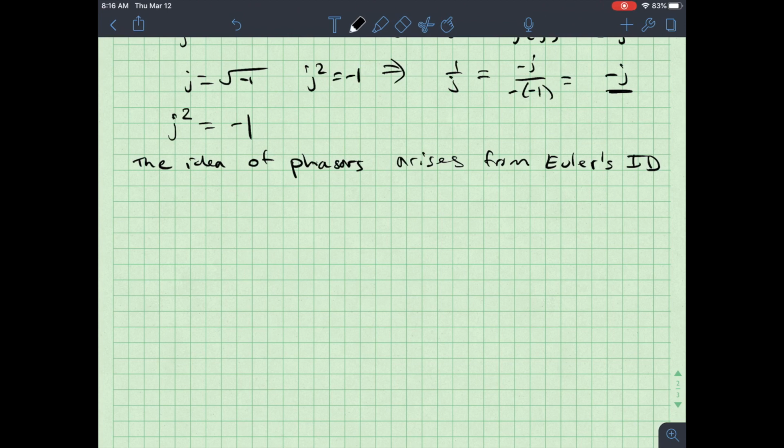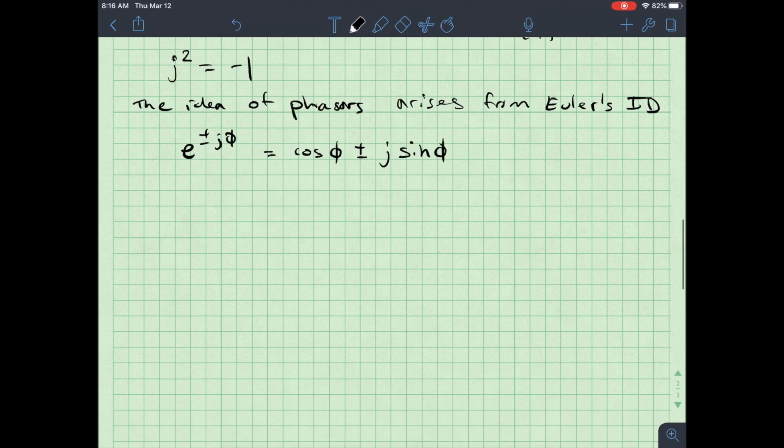Anyway, this is Euler's identity. Euler's identity tells me the following. It tells me that e to the plus or minus j phi can be written as cosine of phi plus or minus j sine of phi. The cosine of phi then is equal to the real part of e to the j phi, and the sine of phi is equal to the imaginary part of e to the j phi.